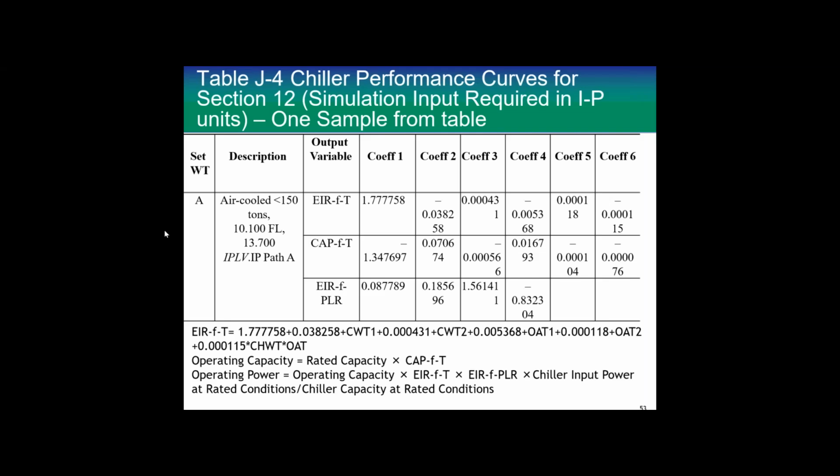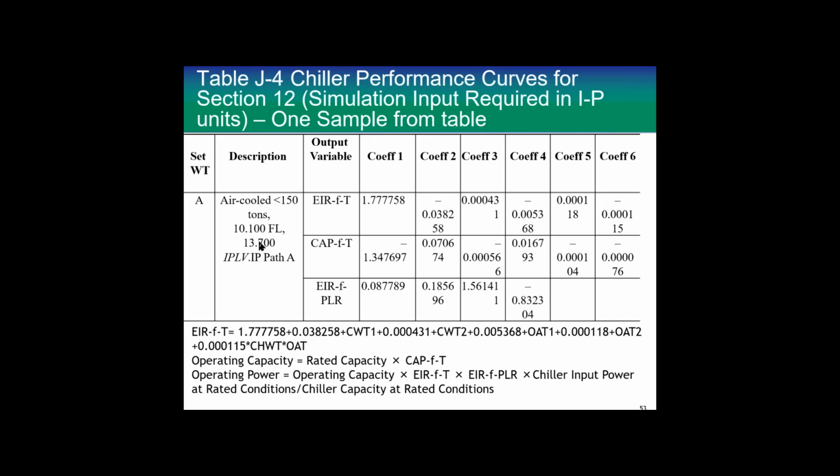So the set path is a description. So set path A is just a made up number that's based on this description fitting.